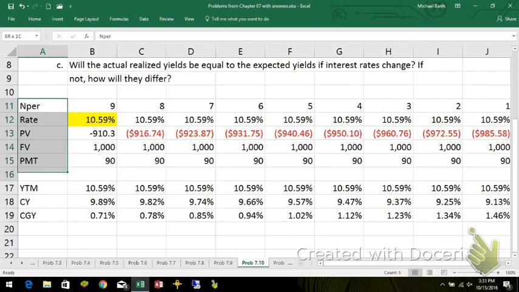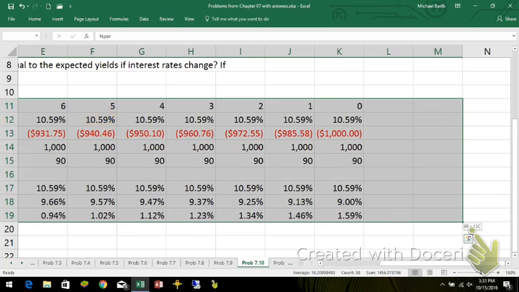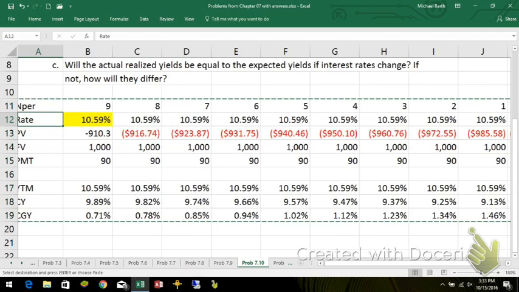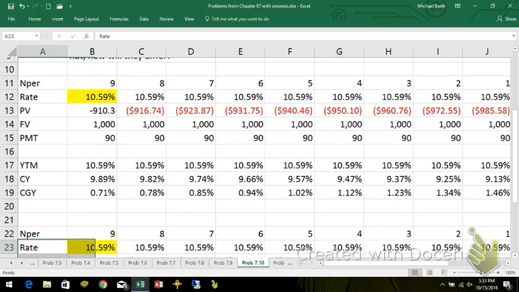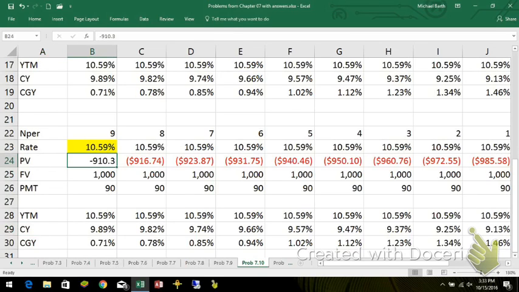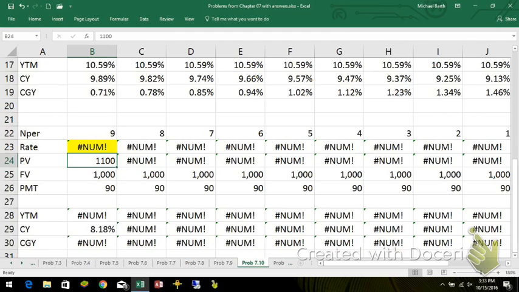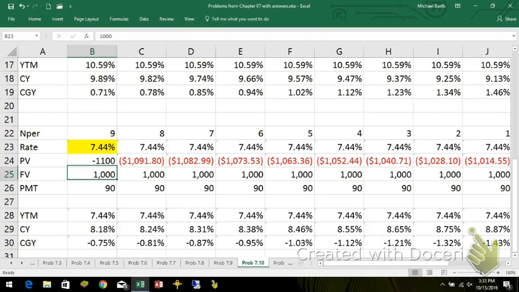And I could actually just copy this example down. If we assume that instead of the price going down, the price had gone up to $1,100, oops, got to make it a negative. If the price had gone up to $1,100, which means that the yield to maturity decreased, note that the current yield is higher than the yield to maturity, which means that the capital gains yield has to be negative. The sum of these two numbers is the yield to maturity.